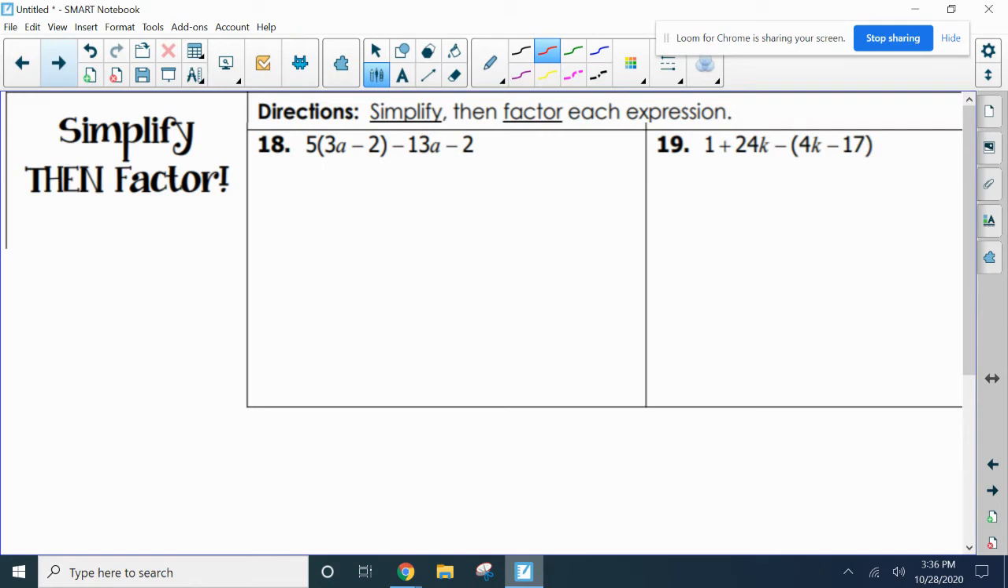So like we learned yesterday, we're going to distribute, combine our like terms, and then we will factor. So we know in order to distribute, I'm going to take this number on the outside and multiply it by my first term. So 5 times 3a gives me 15a. And then I'll bring down my minus, and 5 times that second term is 10.